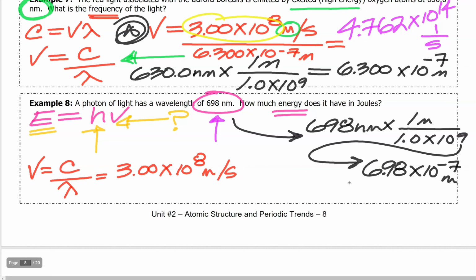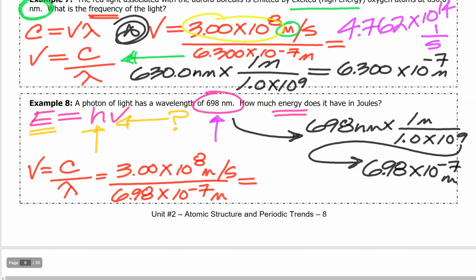Now again, that is provided in a data booklet. You don't have to ever memorize the speed of light. And then there's the value that we figured out, 6.98 times 10 to the negative 7th. And then this is going to give us our frequency, and then that's going to allow us to do our Planck's constant, or our energy equation. Okay, so let's plug it in: 3.00 times 10 to the 8th, divided by 6.98 times 10 to the negative 7th, and make sure you put the negative in there, and there we go.